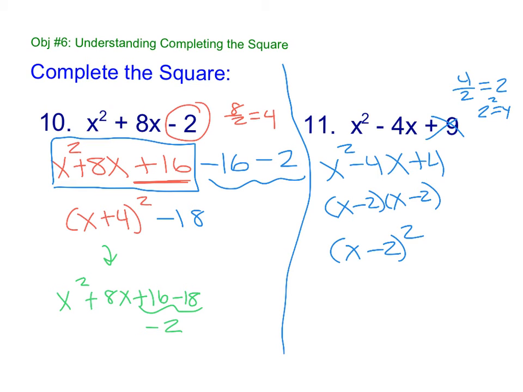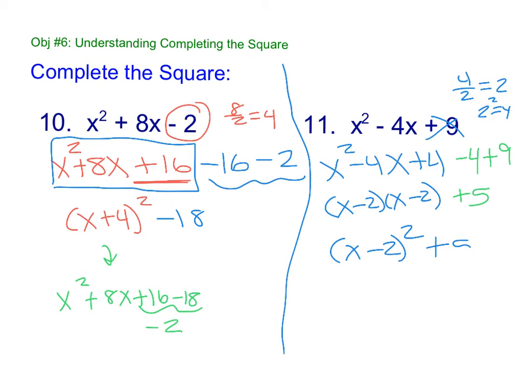But again, that's not what I had in the problem, right? I didn't have a 4. So I added 4. So then I have to subtract the 4. And then I can't get rid of that 9. So negative 4 plus 9 is 5. So the extra number is plus 5.